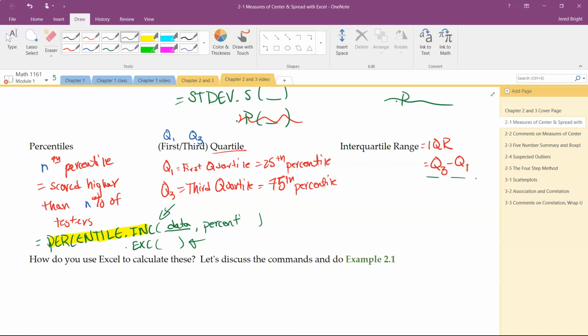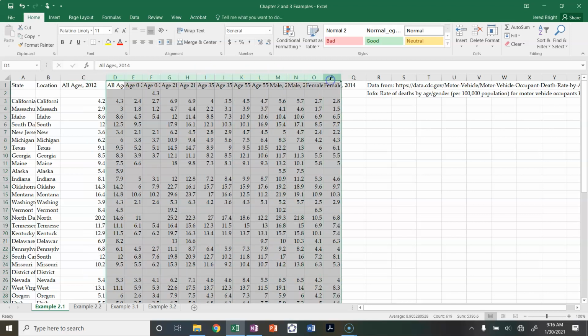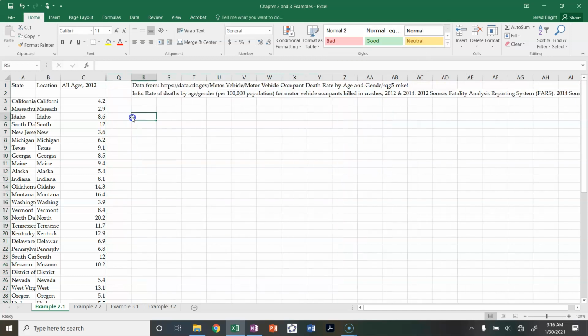Stick with me for one more example. We are going to hop into the Excel file that has the examples in it and look at 2.1. All right, so opening up the chapter 2 and 3 Excel file sheet, you can see the data here is talking about deaths by age and gender per 100,000 people for motor vehicle occupants killed in crashes between 2012 and 2014. Okay, so this is quantitative data, and so if we wanted to find the average, say in 2012, so I'm just going to hide all this just for us to practice, and these other columns are here for you to use as you wish, just to get more practice.